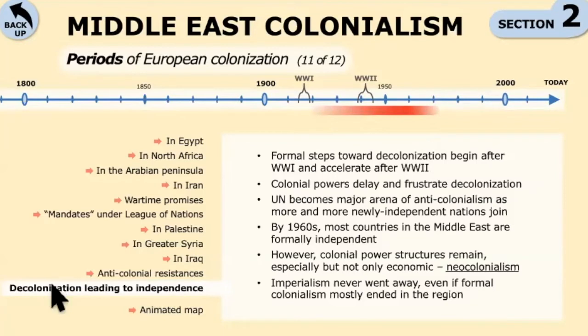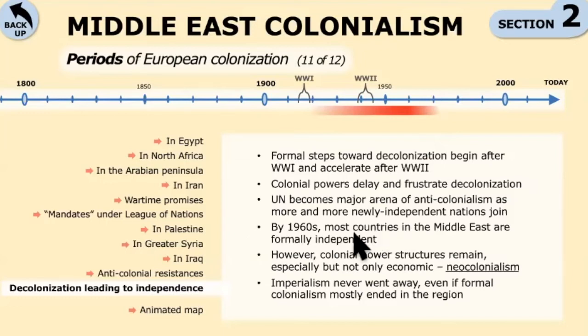Decolonization leading to independence. In this slide, let's just wrap up this subsection by saying a few words about the processes of decolonization. Formal steps towards independence began immediately after World War I. After all, the mandates were always supposed to be temporary, and they accelerated after World War II, when the European powers were no longer so dominant. Yet the colonial powers kicked and screamed the whole way, trying to cling to power till the bitter end, and only leaving, in some cases, after long and bloody liberation struggles. Through the period of decolonization and after, the UN, the United Nations, became a major arena of anti-colonialism, as more and more newly independent nations joined the organization.